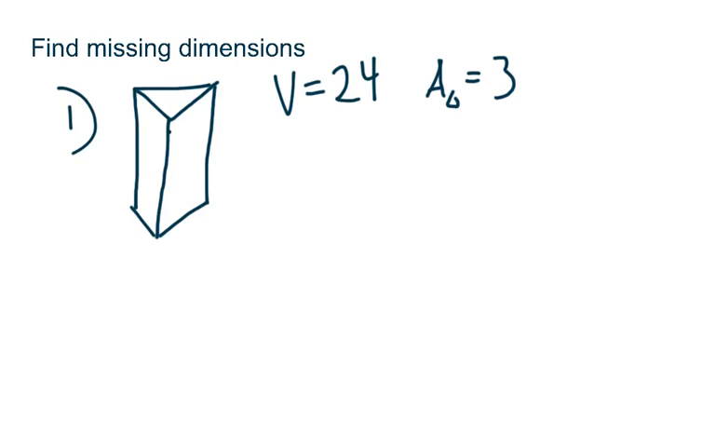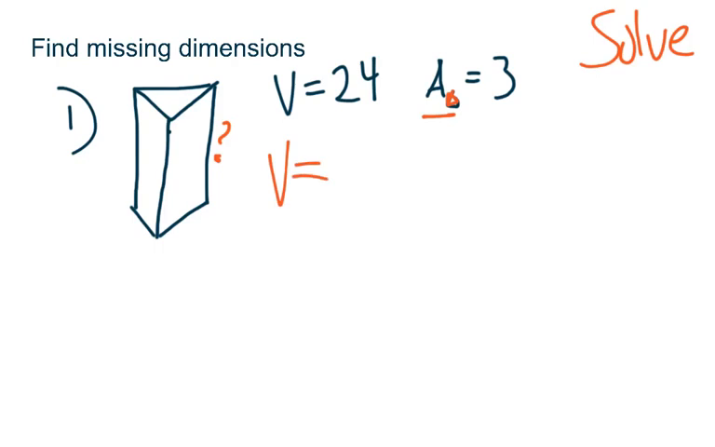So with missing dimensions, the big thing that we're going to do here is we're going to solve. Previously, we were essentially evaluating, taking a bunch of numbers, and we were just multiplying them all out. Here, though, we need to solve. So with a triangular prism, I'm told that its volume is 24, and that its base area, the area of the triangle, is 3. Meaning, I need to figure out what the height is.